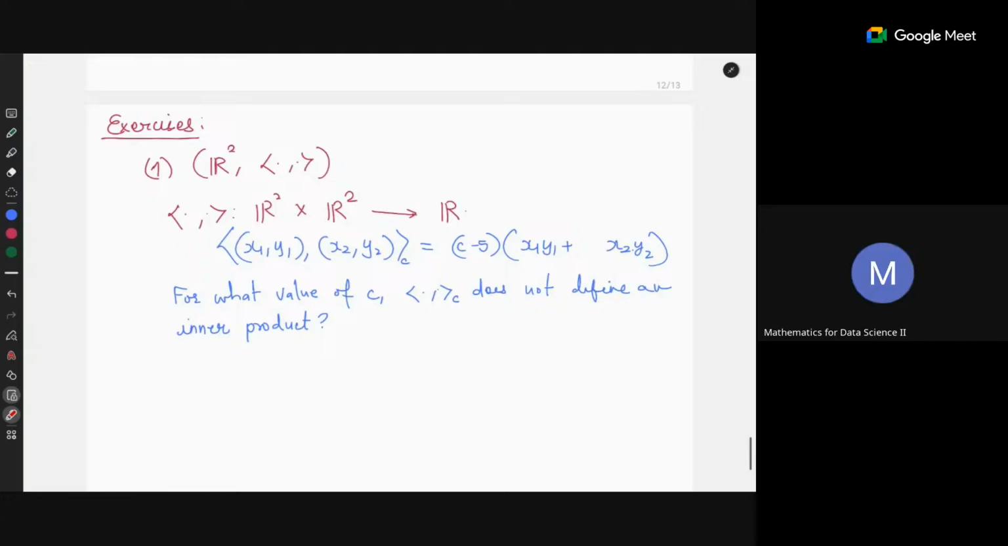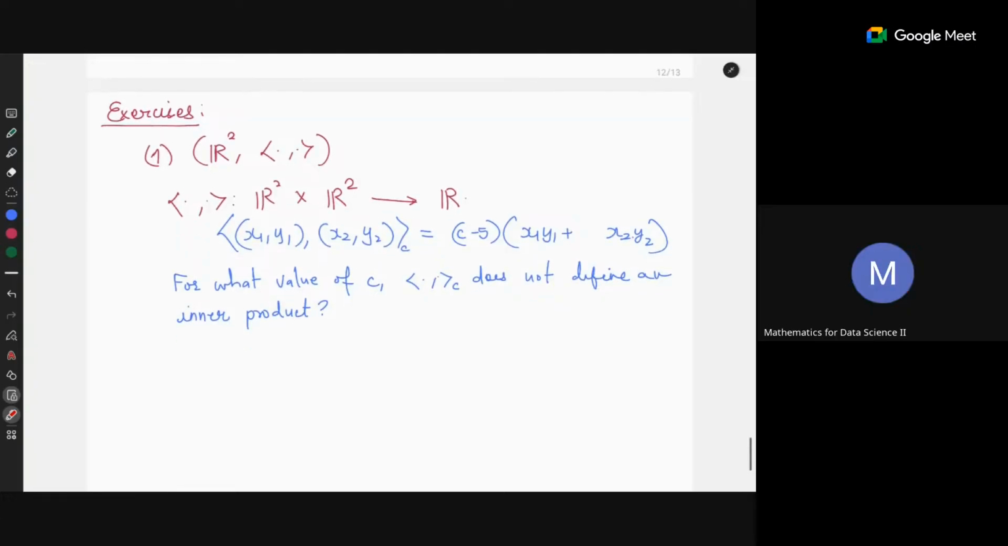All right. No problem. So this is another example, another exercise for you to figure out. I'm not discussing this. In this case, you have an inner product defined like this. This is the usual dot product, and there is some factor attached with c minus 5. Now the question is, for what value of c does this function not define an inner product? That is the question.